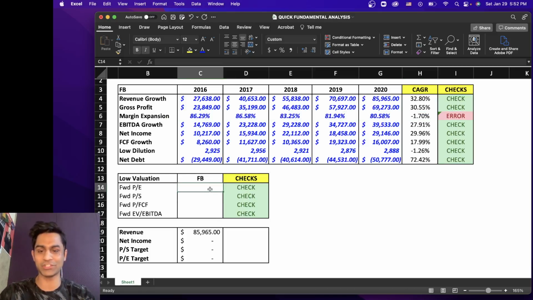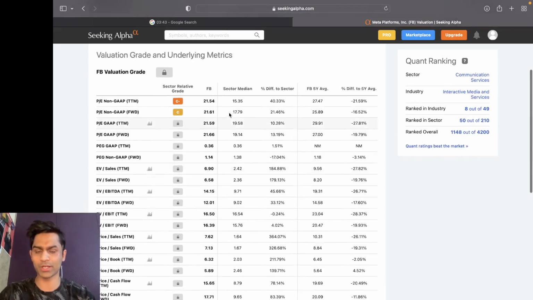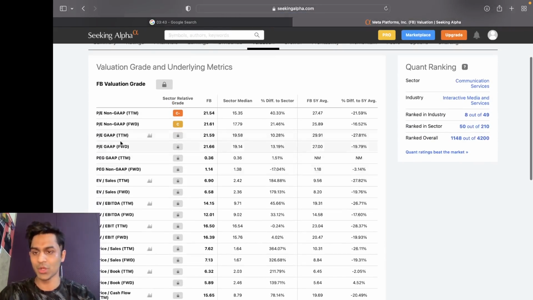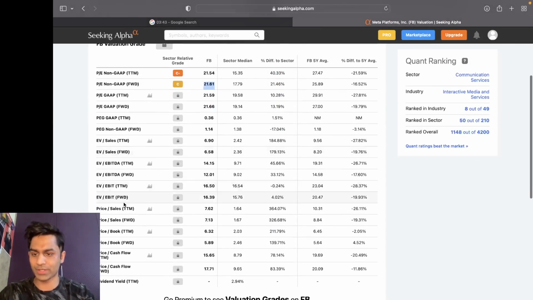Finally, we arrive at valuation. And by the way, if I weren't explaining every single thing, we might have been able to save some time. But valuations for Facebook, you're going to come over to this tab at valuations. Forward PE is sitting at under 22. So we're going to type in 22 here. Forward price of sales right here is going to be for Facebook sitting just over 7.